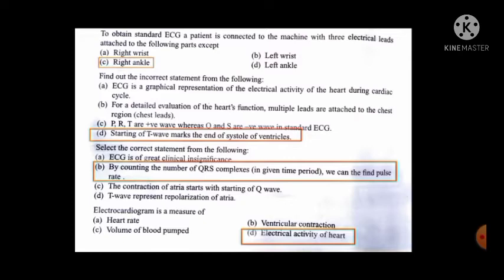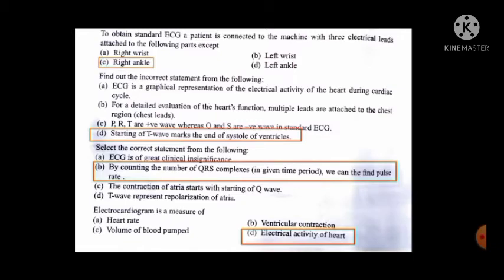Select the correct statement from the following. ECG is of great clinical significance. By counting the number of QRS complexes in a given time period, we can find the pulse rate. Yes, this is a true statement.